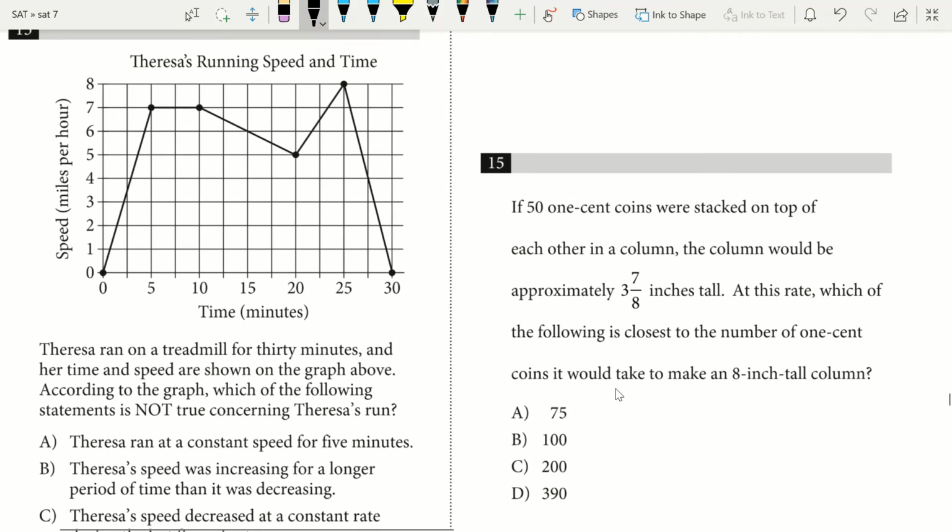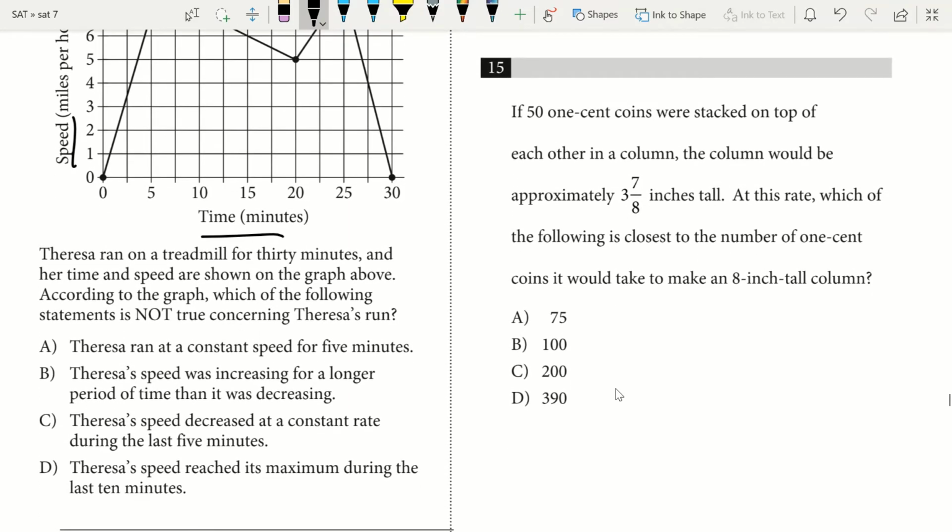Question 13. We've got Teresa's running speed versus time. I've got speed on my y-axis, time on my x-axis. Teresa ran on a treadmill for 30 minutes, and her time and speed are shown on the graph above. According to the graph, which of the following statements is not true about her run?